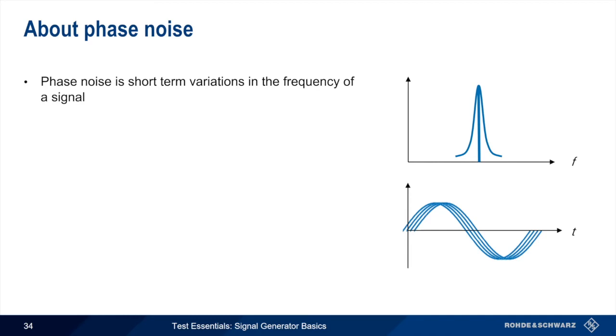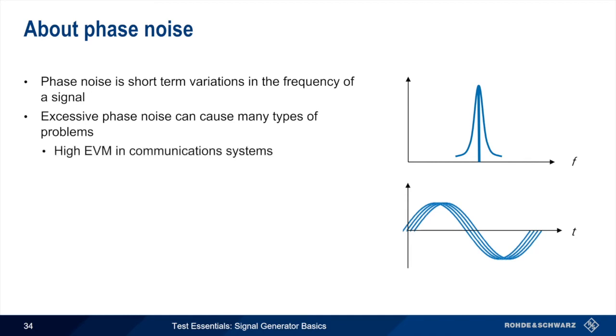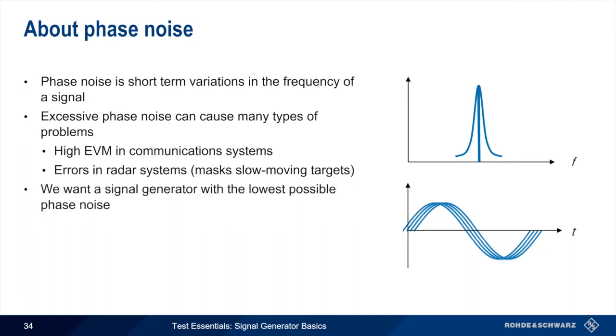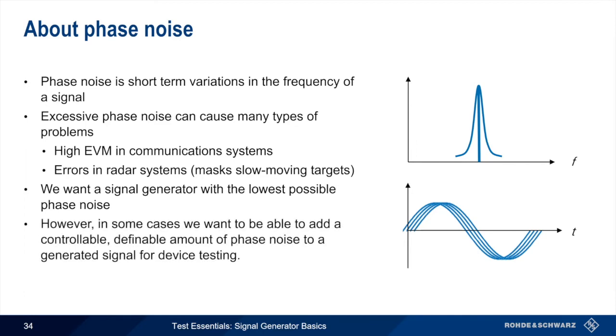Some amount of phase noise is unavoidable, but excessive amounts of phase noise can cause many different kinds of problems. For example, phase noise can cause high levels of error vector magnitude, or EVM, in communication systems. In radar systems, phase noise can lead to errors such as the masking of slow-moving targets. Normally, we want a signal generator with the lowest possible phase noise, but in some cases, it's helpful to be able to add a controllable, user-defined amount of phase noise to a generated signal for device testing.